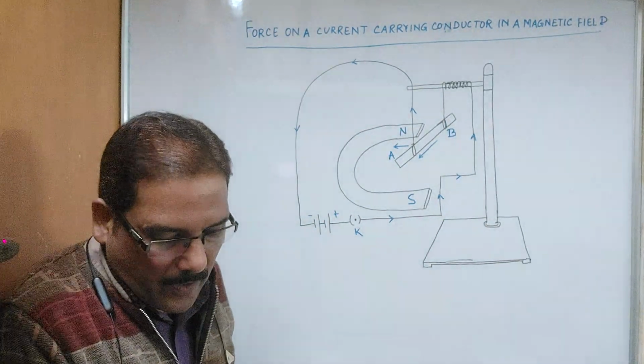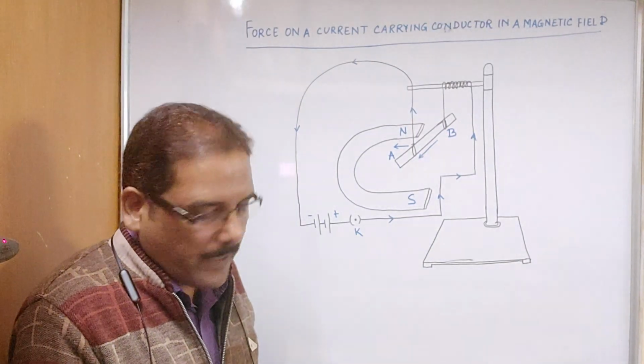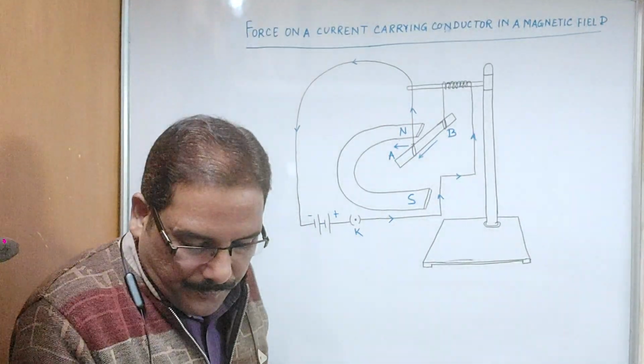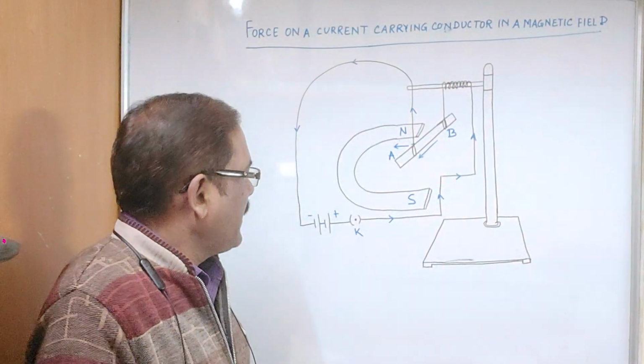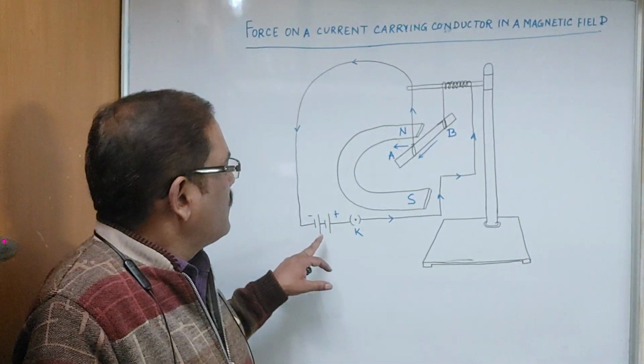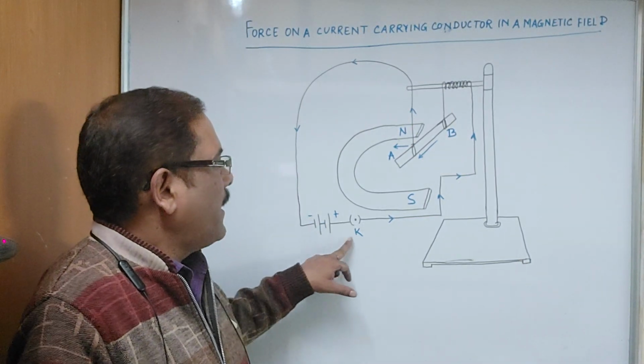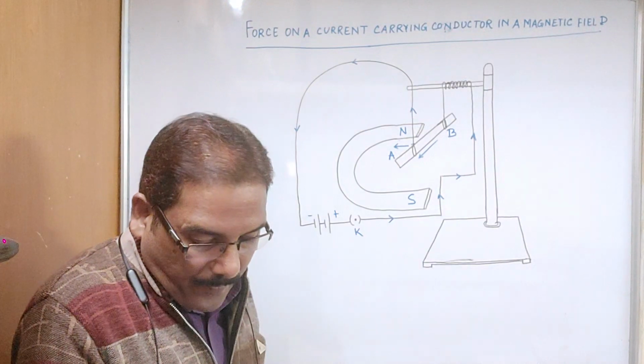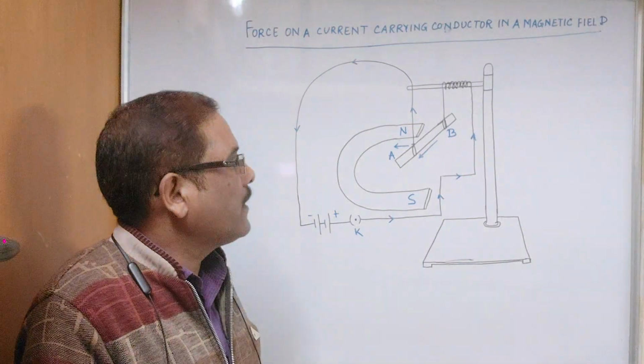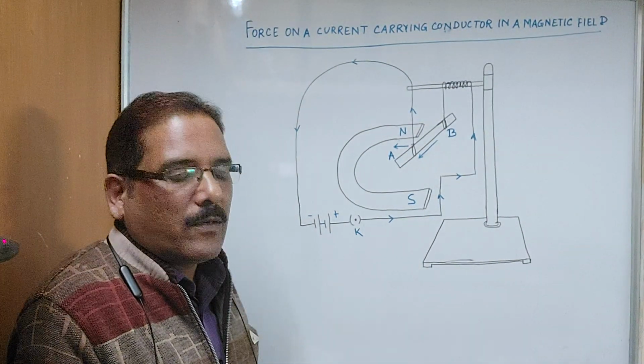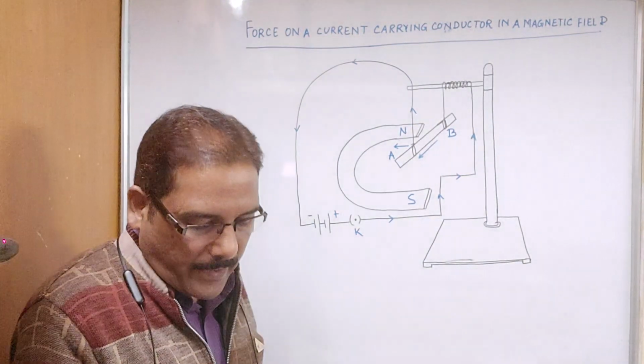Connect the aluminium rod in series with a battery, a key and a rheostat. So we have connected the wire with a battery here and a key. If you want, you can connect it with a rheostat also, so that we can change the current in the circuit.